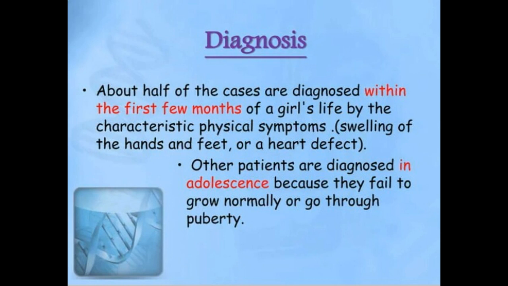Diagnosis: about half of the cases are diagnosed within the first few months of a girl's life by the characteristic physical symptoms, swelling of hands and feet or heart defect. Other patients are diagnosed in adolescence because they fail to grow normally or go through puberty.